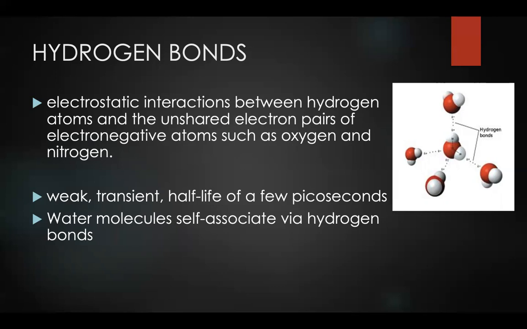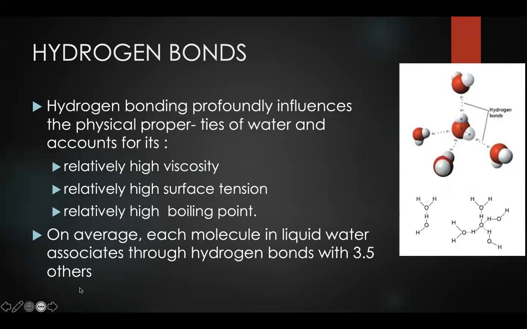Now, hydrogen bonds are weak and transient, and have a half-life of a few picoseconds. Water molecules self-associate via hydrogen bonds. So the reason why water molecules can bind or interact with each other is because of these hydrogen bonds. Hydrogen bonding profoundly influences the physical properties of water and accounts for its relatively high viscosity, relatively high surface tension, and relatively high boiling point. On average, each molecule in liquid water associates through hydrogen bonds with 3.5 other molecules. Okay, so one molecule of water can bind to 3.5 water molecules.